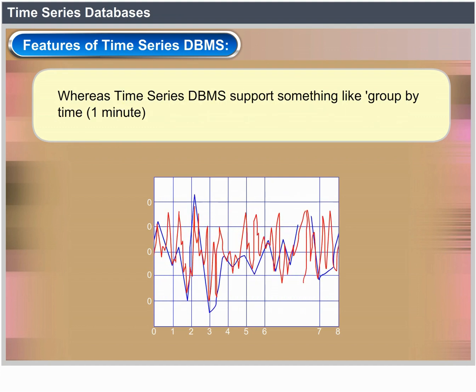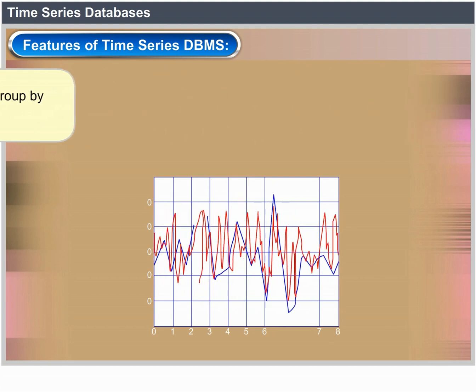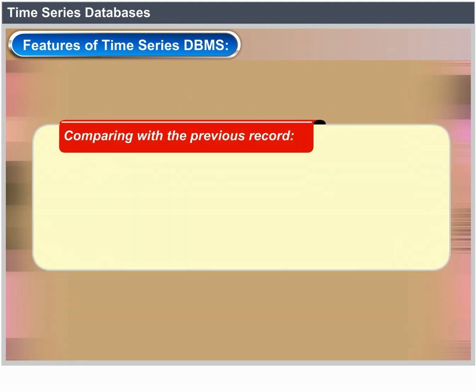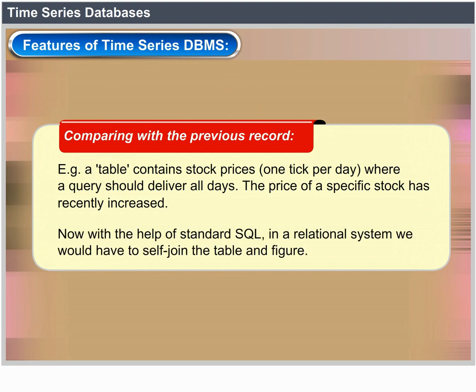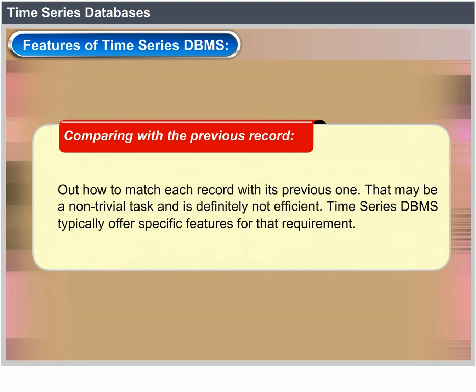Comparison with the previous record. For example, a table contains stock prices, one tick per day. A query should deliver all days in which the price of a specific stock had increased. In a relational system and using standard SQL, we would have to self-join the table and figure out how to match each record with its previous one. That may be a non-trivial task and is definitely not efficient. Time series DBMS typically offer specific features for that requirement.